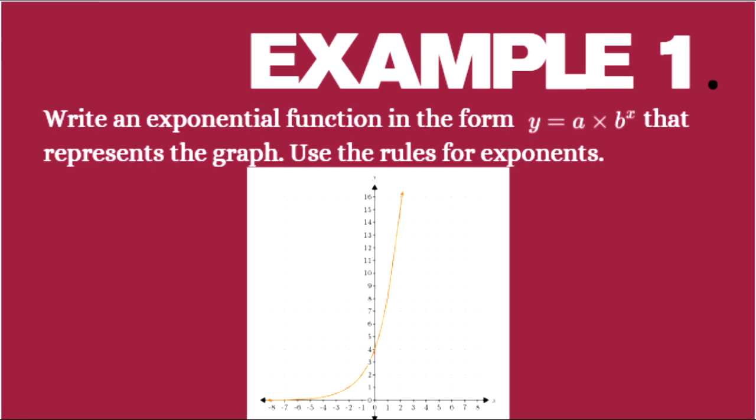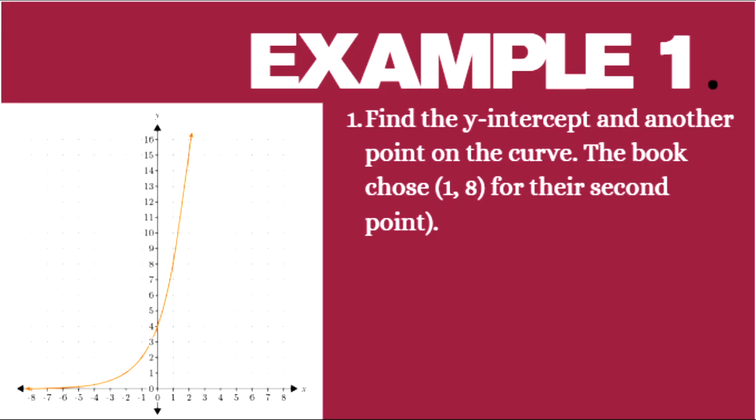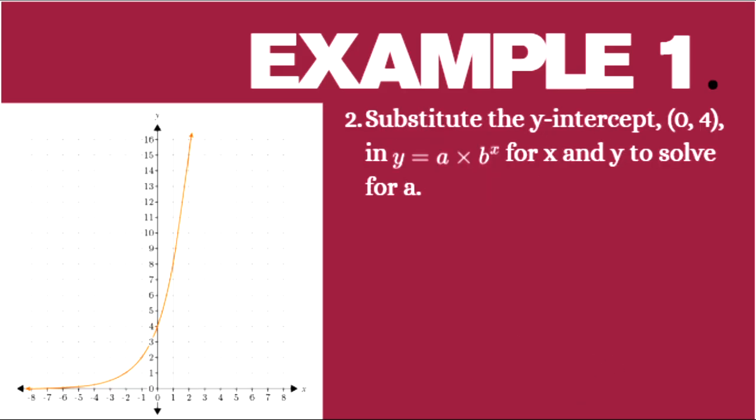Use the rules for exponents. So the first thing we need to do is find the y-intercept and another point on the curve. The book chose (1, 8) for their second point. Our y-intercept is right there, which is at (0, 4). So now we have our 2 points. Substitute the y-intercept of (0, 4) into the standard formula for x and y to solve for a. So 4 is our y value, equals a times b raised to the power of x, which is 0. We know that anything raised to the power of 0 becomes 1, so this is just a now, which means a equals 4.